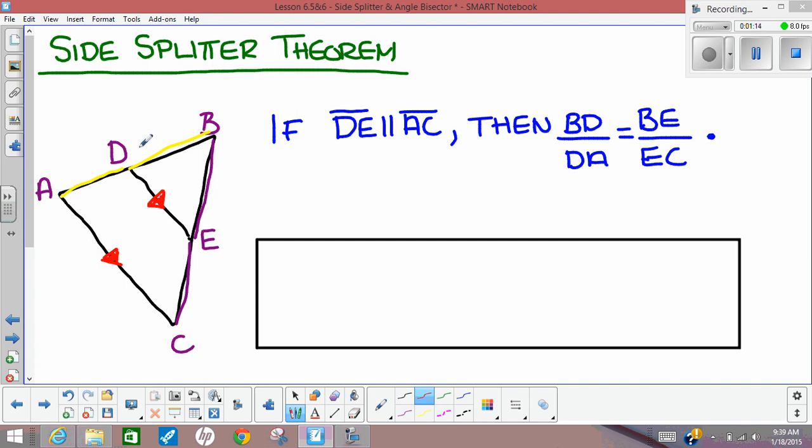And the way I like to look at it is that we can look at this segment DE as sort of like the fraction bar. So I'm going to have measurements for each of these four segments. If I extend this line, I can almost create a fraction. And that'll be easier to see in the example. So let's check out an example.